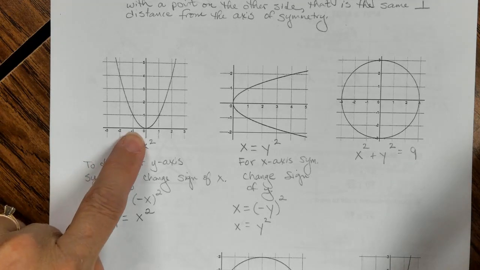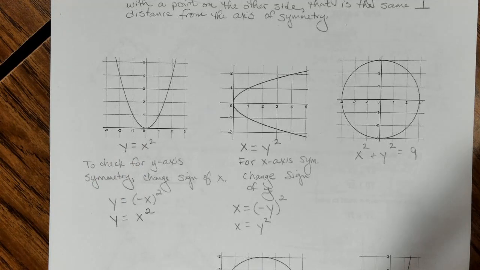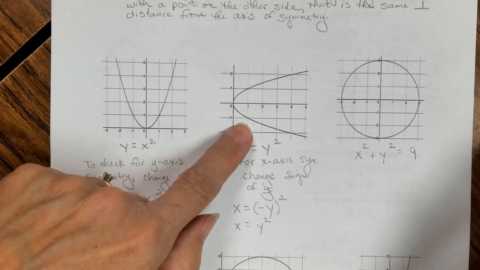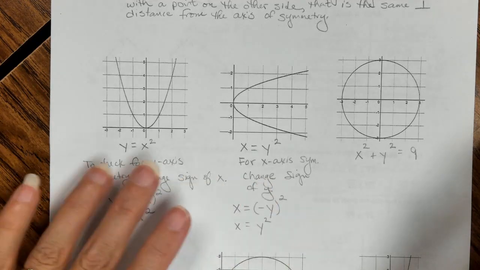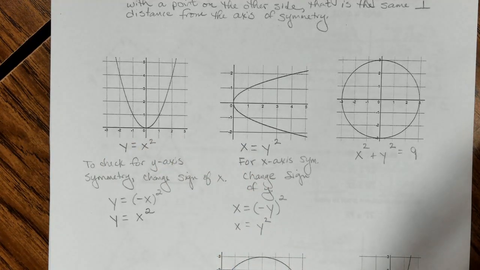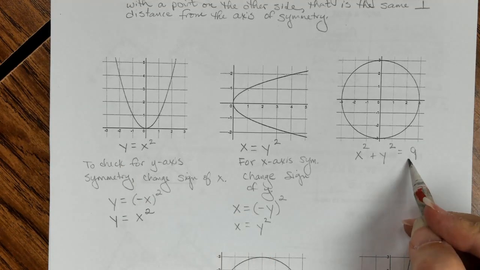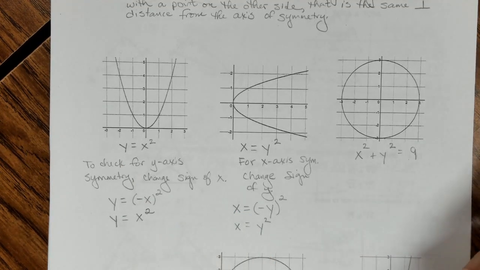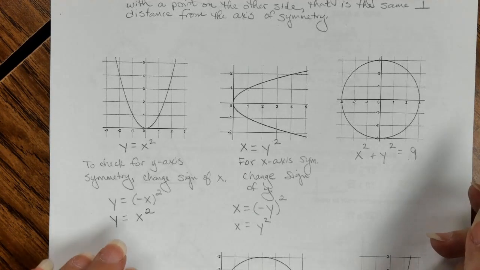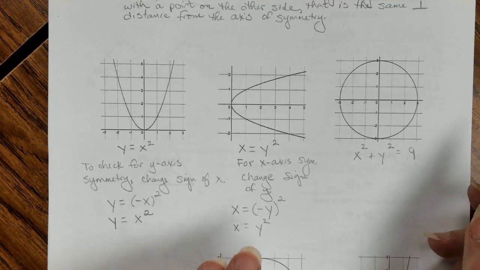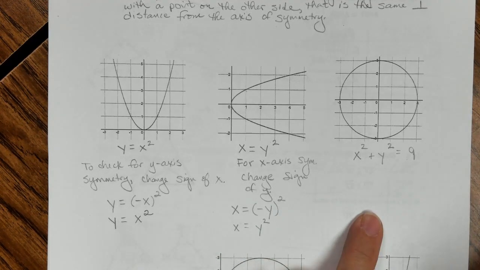If I turned this parabola 180 degrees, it will be opening down instead of up. If I turn this 180 degrees, it'd be opening to the left instead of to the right. So not with respect to the origin. This was only y-axis, only x-axis. This is all of them. Since we already have demonstrated how to check for y-axis symmetry and x-axis symmetry, we're going to do the origin for this one.